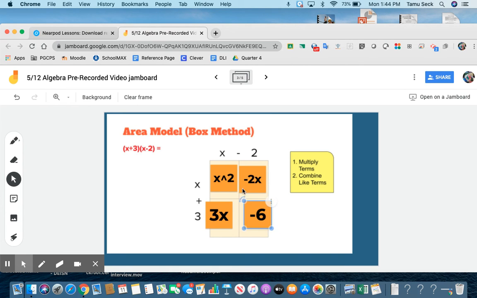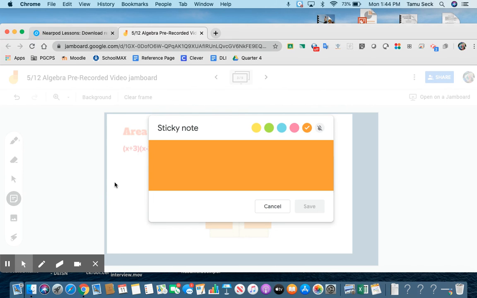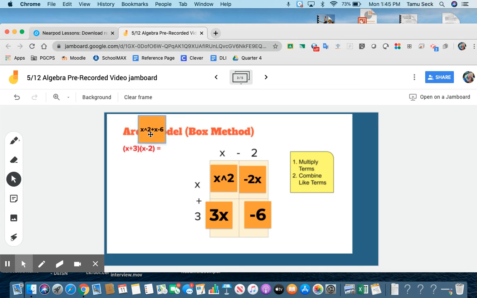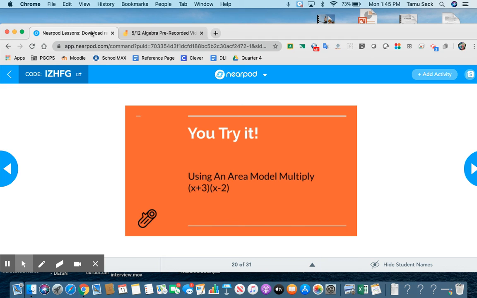So now we need to combine like terms. So we need to add 3x minus 2x. Well, 3x minus 2x is 1x. So our answer is x squared plus 1x minus 6. So our answer is x squared plus 1x minus 6 using the area model.